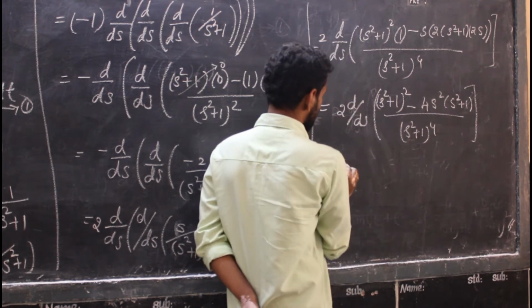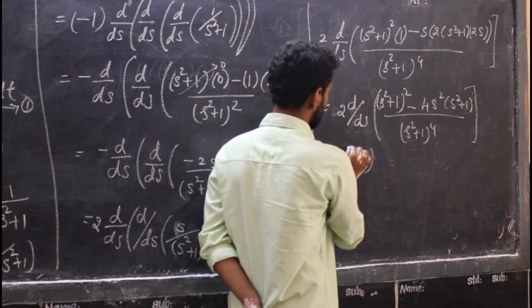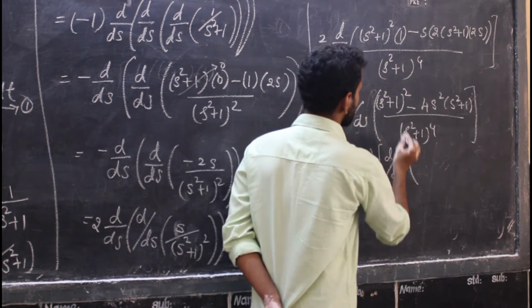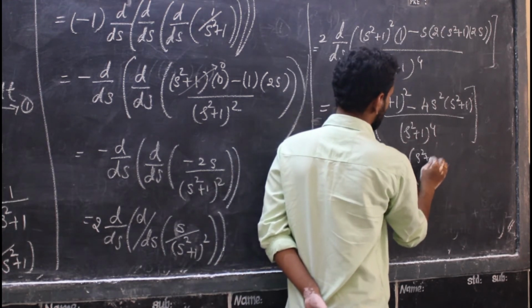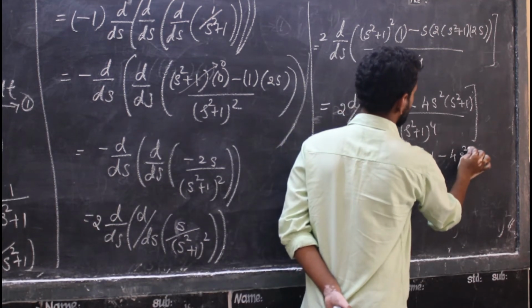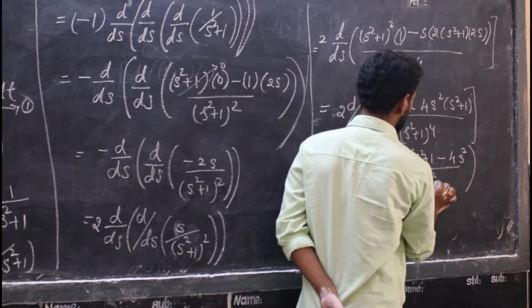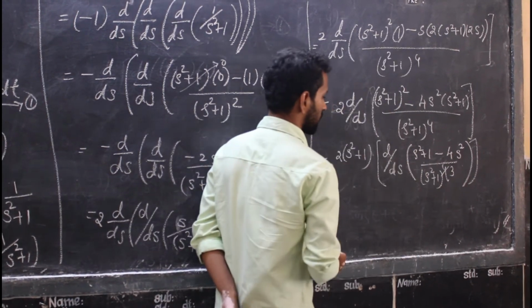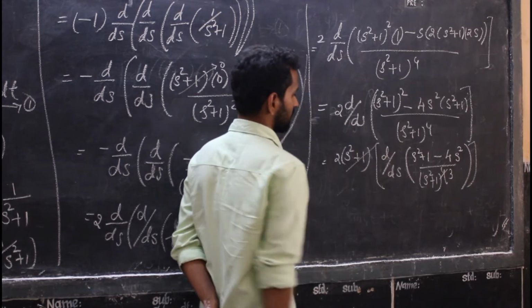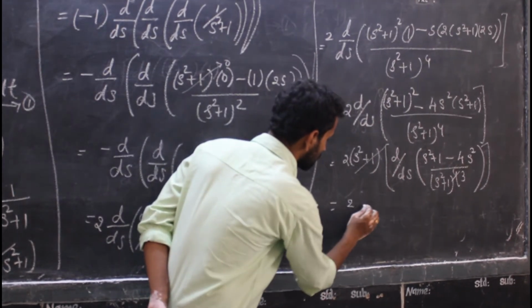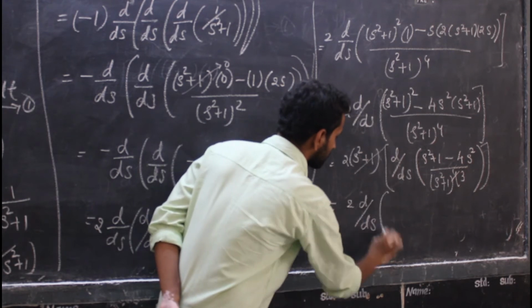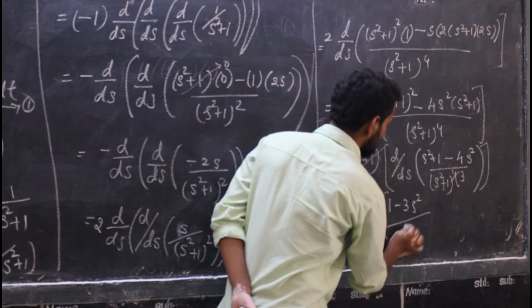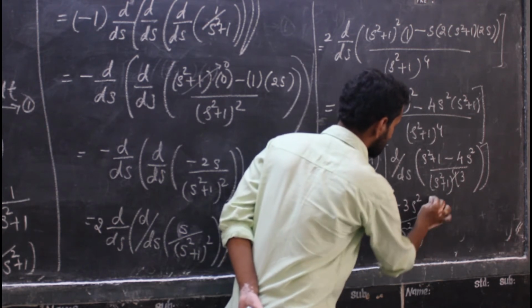If I take x square plus 1 outside, I will be getting d by dx of (x square plus 1 minus 4x square) divided by (x square plus 1) whole power 4. So one x square plus 1 will get cancelled. It remains as 2 d by dx of (1 minus 3x square) divided by (x square plus 1) whole cube.